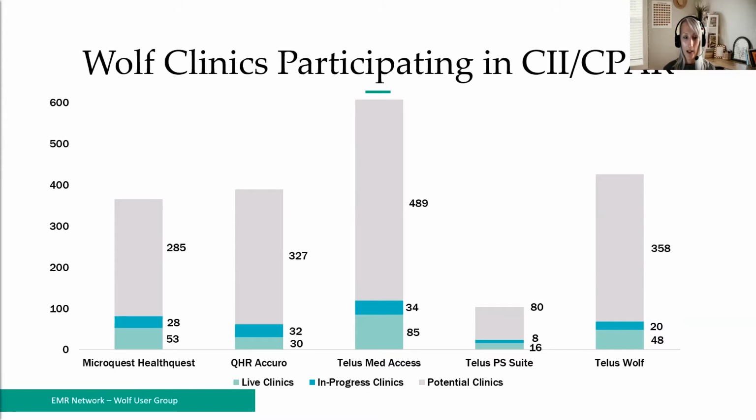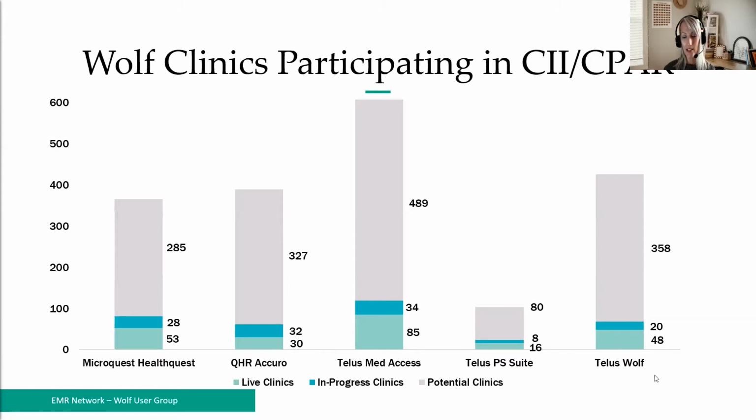Okay, this graph shows the progress in terms of CII CPAR participation, and it's broken down by EMR. We have HealthQuest on the first bar here, then Accuro, MedAccess, PS Suite, and then Wolf. This shows that for Wolf, we have 68 clinics participating in CII CPAR, and there are still 358 clinics that could be participating. So that's our progress to date. We have quite a few clinics participating, but we could have quite a few more.